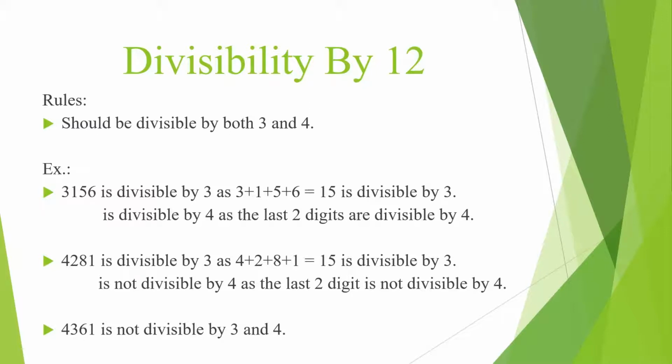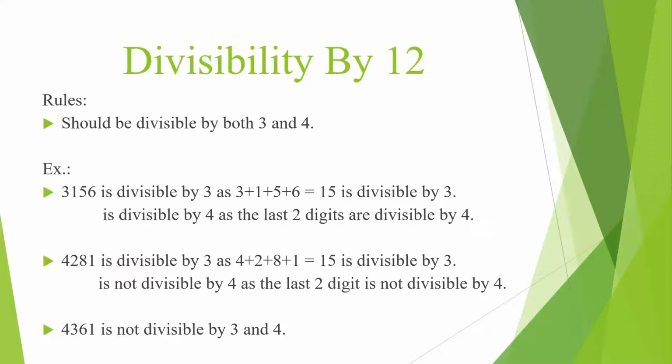Let us consider the example 3,156. For the divisibility check for 3, we sum up all the digits: 3 plus 1 plus 5 plus 6, which is equal to 15. 15 is divisible by 3, so 3,156 is divisible by 3. Then we consider the last two digits, 56. 56 is divisible by 4, so 3,156 is divisible by 4. As it is divisible by both 3 and 4, 3,156 is divisible by 12. If it does not satisfy either one of those two conditions, it is not divisible by 12.